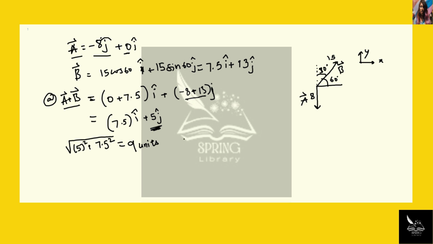Now, the angle it makes with the x-axis would be tan inverse of the y component, which is 5, divided by the x component, which is 7.5, which turns out to be 33.7 degrees. This would make sense because if you see that our vector A plus B is 7.5 i plus 5 j, we would expect it to look something like this, and hence this angle would be about 33 degrees.